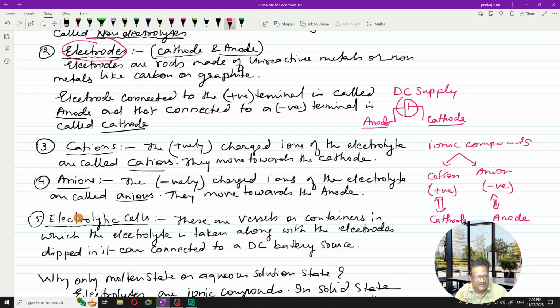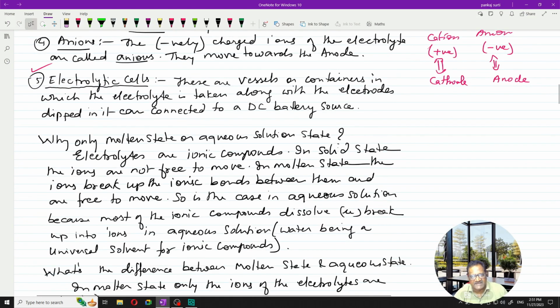Now the next term in the series is the electrolytic cell. Now what is this electrolytic cell? These electrolytic cells are the vessels or containers in which the molten electrolyte is taken. Basically it's a glass bottle. It can be a glass bottle also, or it can be a tin box also. It can be anything, but basically it's a container.